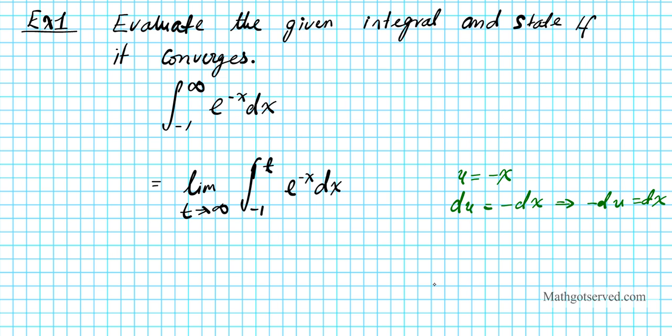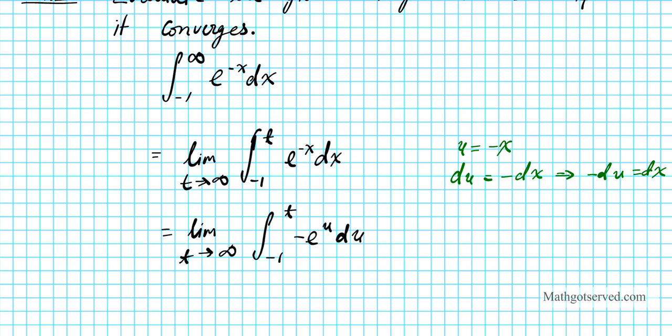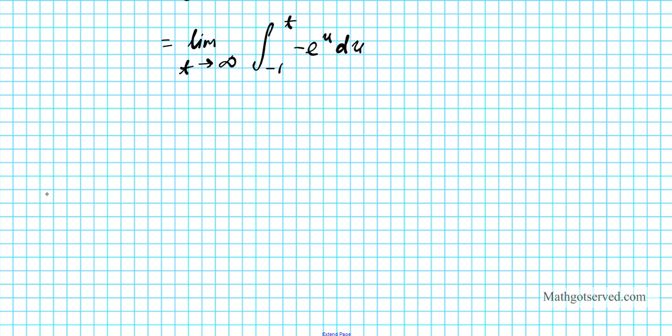So let's go ahead and make the u substitution here. This is going to become the limit as t approaches infinity of the integral from -1 to t. I'm not going to change the limits using my u because I'm going to switch it back after integrating. E to the u, and if I make a substitution here, this dx changes into negative du. So I'm going to put a negative here, negative du. So what is the antiderivative of e to the u? Remember, it's its own integral.